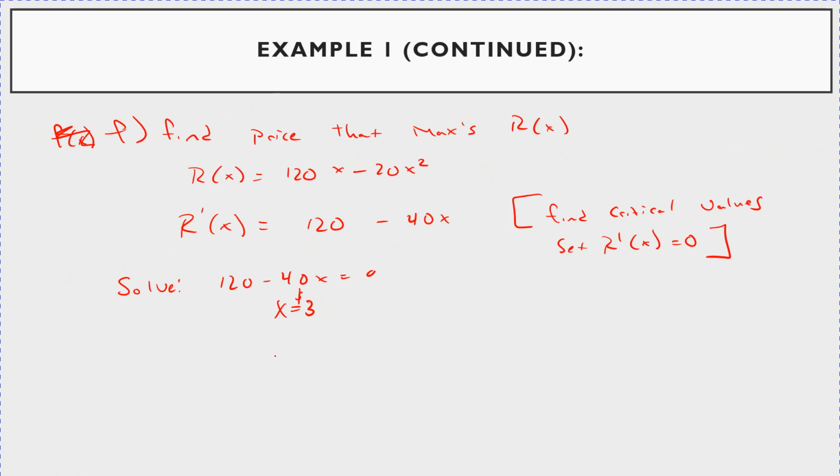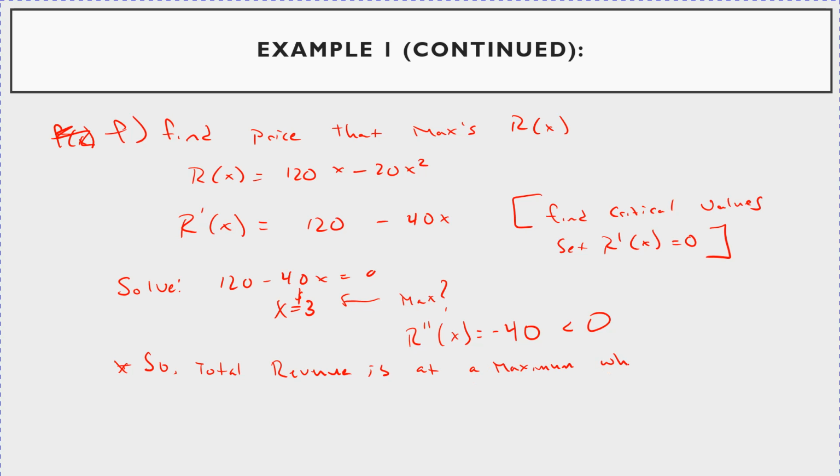Why that is. So next, just to verify, to make sure this is a max, if you look at the second derivative, it's just minus 40, which is less than 0. So what you can see here is total revenue is at a maximum when price is equal to $3.